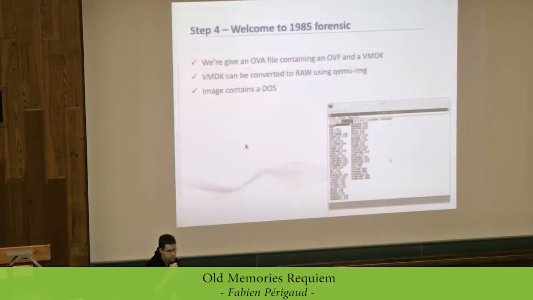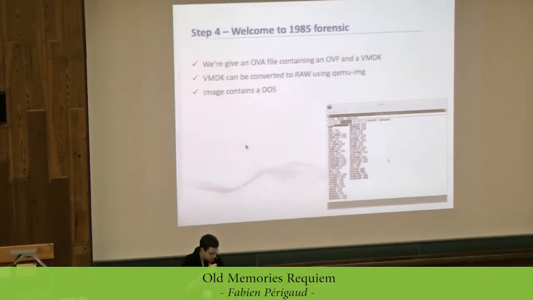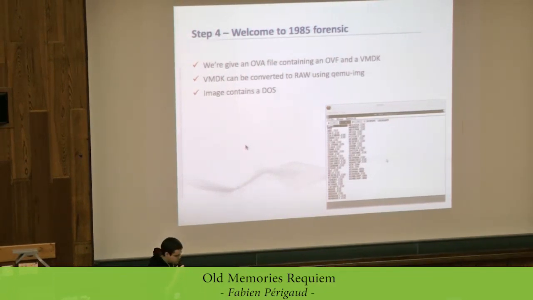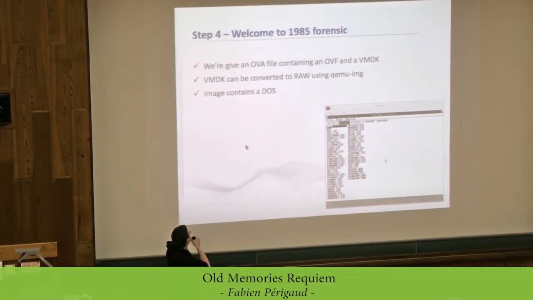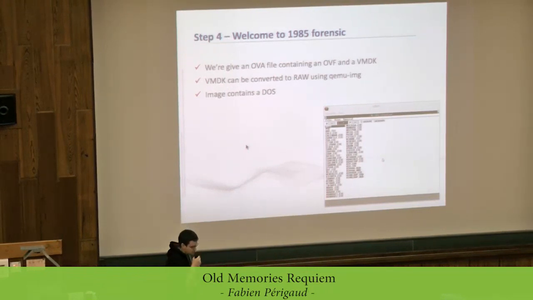Step 4 is a forensic step. So it's Welcome to 1985 forensic. We're given an OVA file containing a VMDK. We can convert the VMDK to a raw file using qemu-img. And we find that this image contains a DOS. So it's DOS version 1. We can even boot it with QEMU.